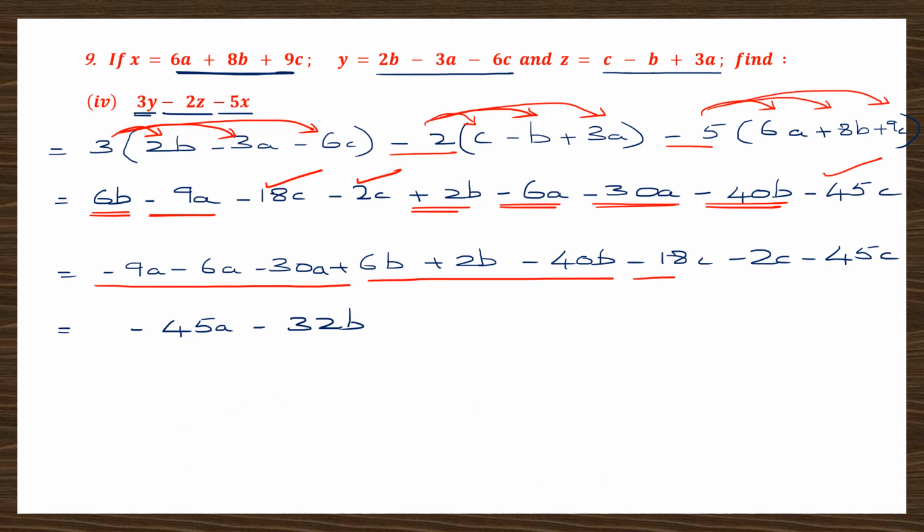Now let's take the c's here, only the numbers. So that will be minus 18, minus 2, minus 45 and c. So here signs are all the same, isn't it? So we can add up. 18 plus 2 is 20. 20 plus 45 is 65. So sign is minus, number is 65c. So minus 65c. So final answer: minus 45a minus 32b minus 65c.